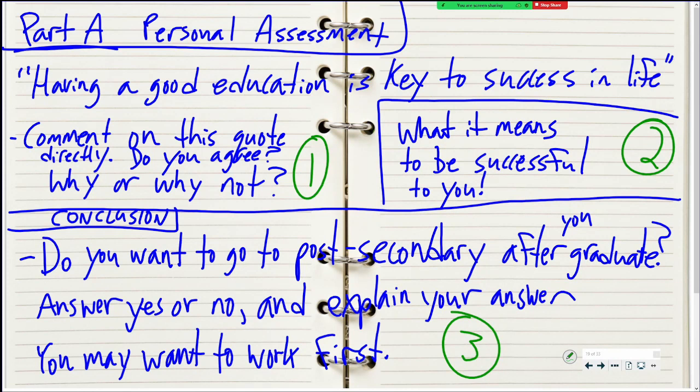And again, the last one's easy, right? Because this is about you going to post-secondary. It's not about anybody else, or we're not saying, is it a good idea for people to go to post-secondary? What we're asking is, is it a good idea for you to go to post-secondary, given what's happening in your life right now and your plans and what you want to see happen?